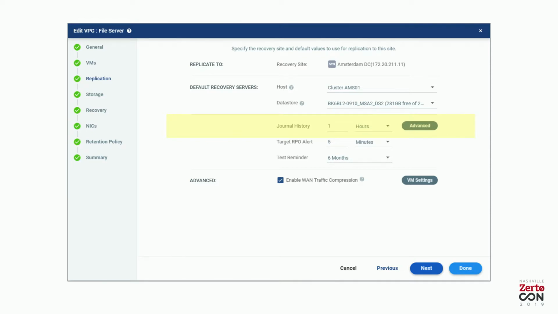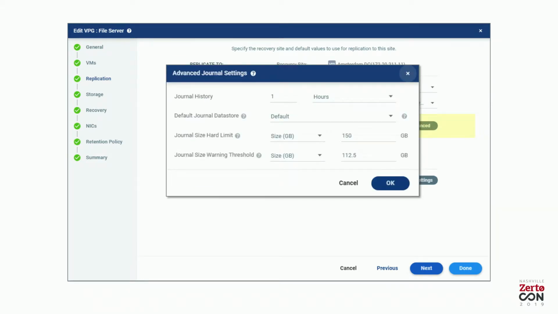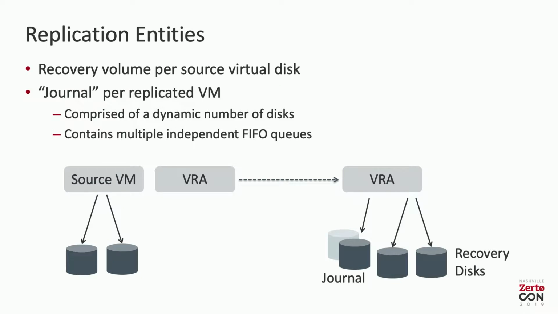The VRA compresses the data, sends it over to a target VRA. Target VRA can reside on the same site, can reside on a different site, more likely on a different site. We have our journal, okay? The journal is actually comprised of a number of virtual disks. The disks are not disk per source disk, but it's a number. It's actually a dynamic number of virtual disks. I'll explain exactly how that number is determined. But there is one sort of journal entity per source VM.